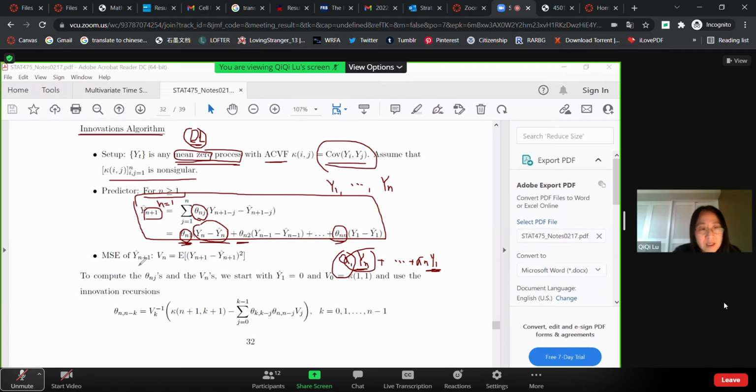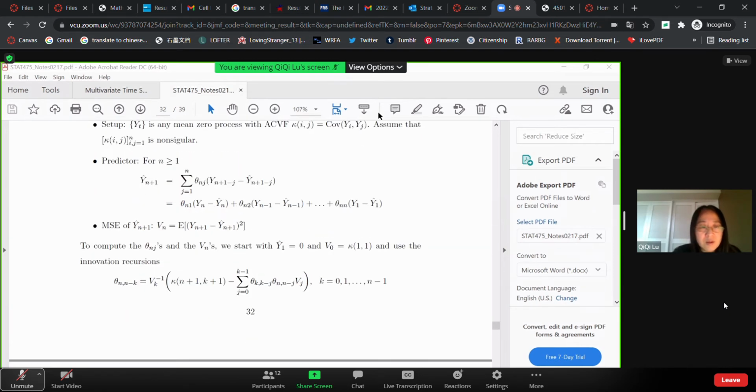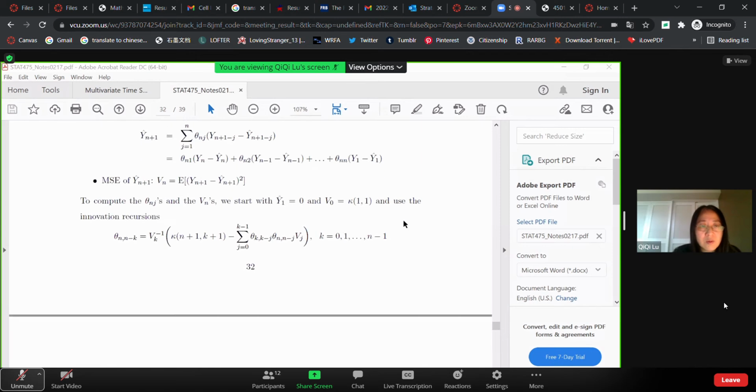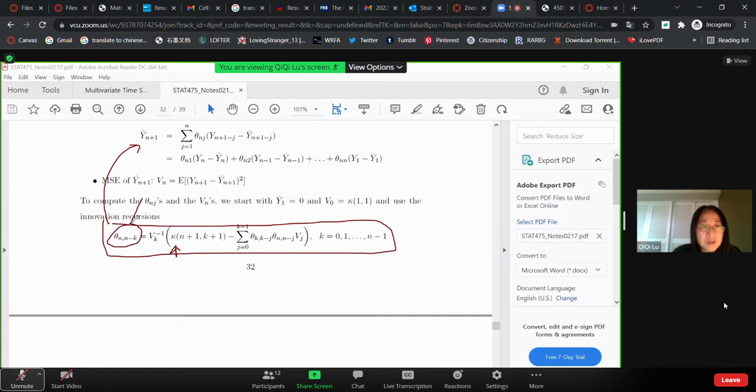Okay, and then the same definition for mean square prediction error. And we have a formula here to calculate this predictor. The kappa function is the ACVF, and this is for the data here.